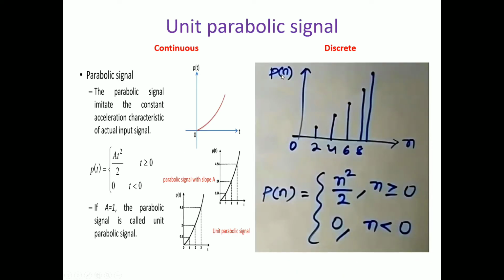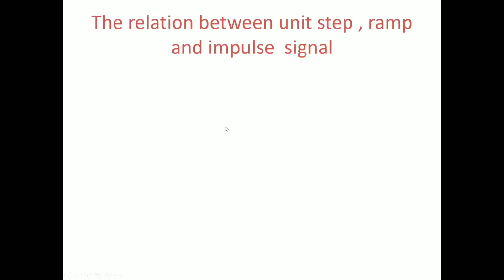Similarly, the discrete time signal I can also represent. P of n is on the y-axis, n is on the x-axis. I can have P of n equal to n square by 2 for n greater than or equal to 0 and equal to 0 for n less than 0. For both the discrete and continuous cases, the unit parabolic signal can be represented.